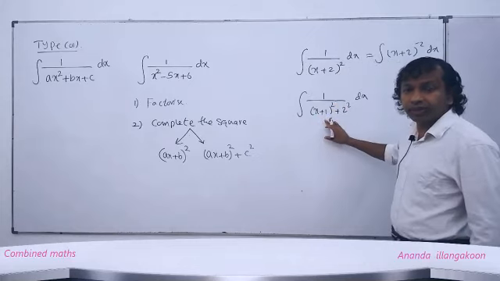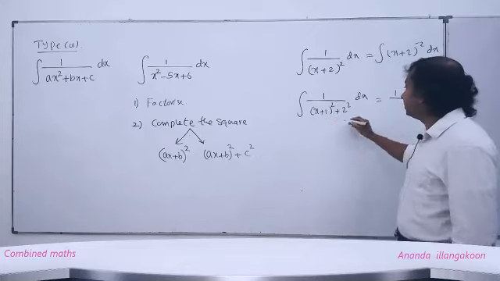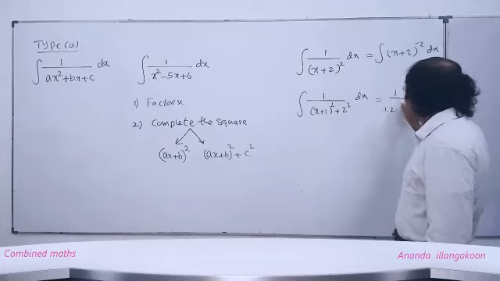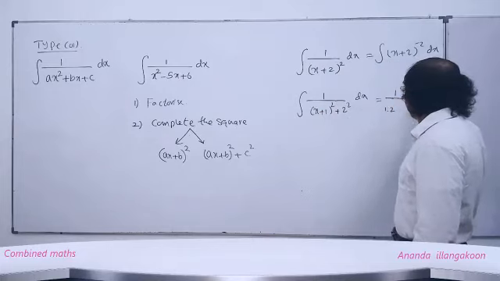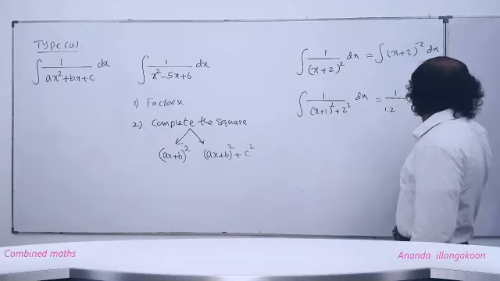Then in this case, the integral is tan inverse. What is that? 1 upon AC, where A is the x coefficient and C is this. 1 into 2, tan inverse, this one, (x plus 1) upon 3.